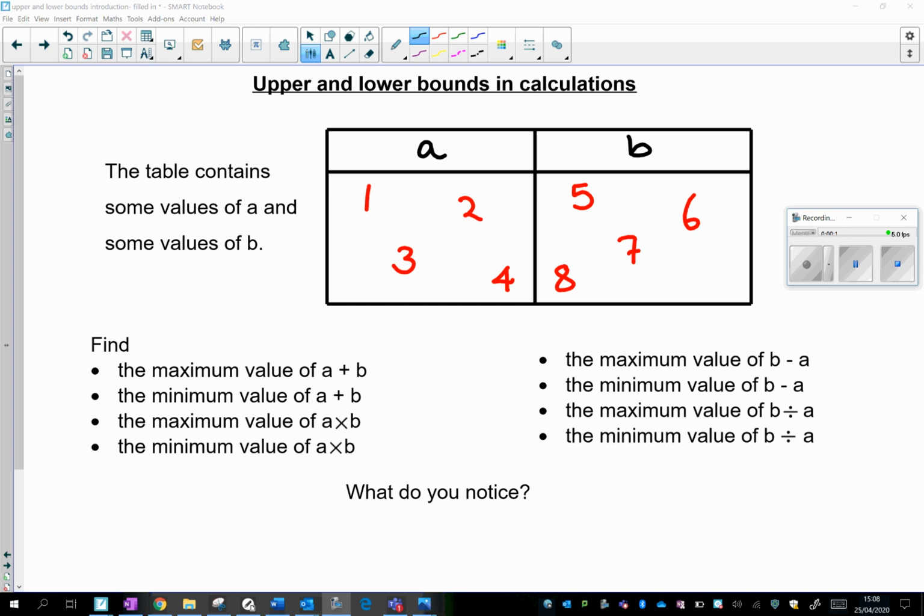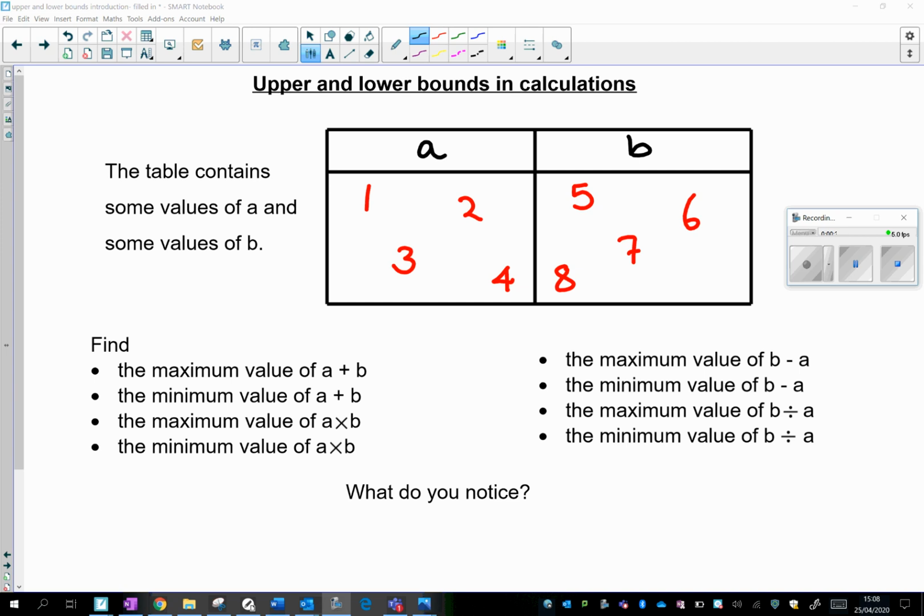I'd like you to look at this table here. In section A, there are 4 numbers: 1, 2, 3 and 4. Section B has 4 numbers: 5, 6, 7 and 8. Basically you have to combine A and B by adding, subtracting, multiplying and dividing to get the biggest and smallest possible answers. So first of all, let's look at the maximum value of A plus B.